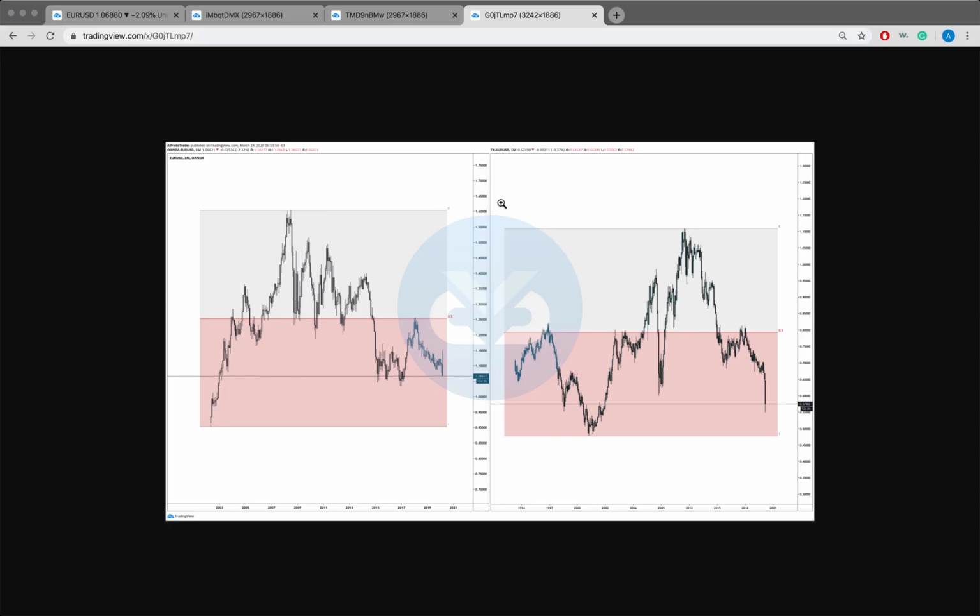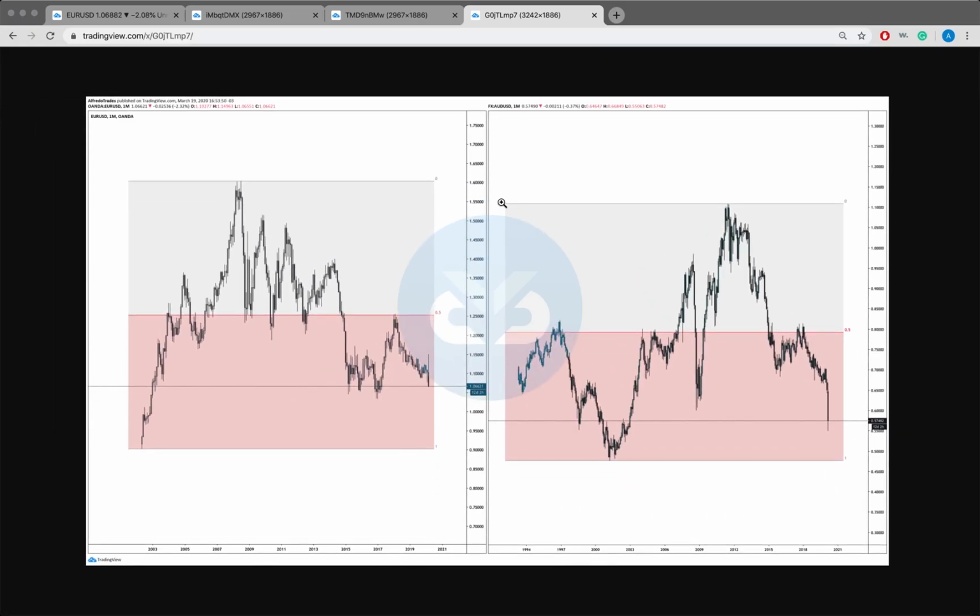So here we have Euro USD and AUD USD. And I marked out basically as far as I could go back. We measured that trading range, right? Low to high, right? Actually, I accidentally did these backwards. Oh well. But the point here is equilibrium. And look at what price does around equilibrium.